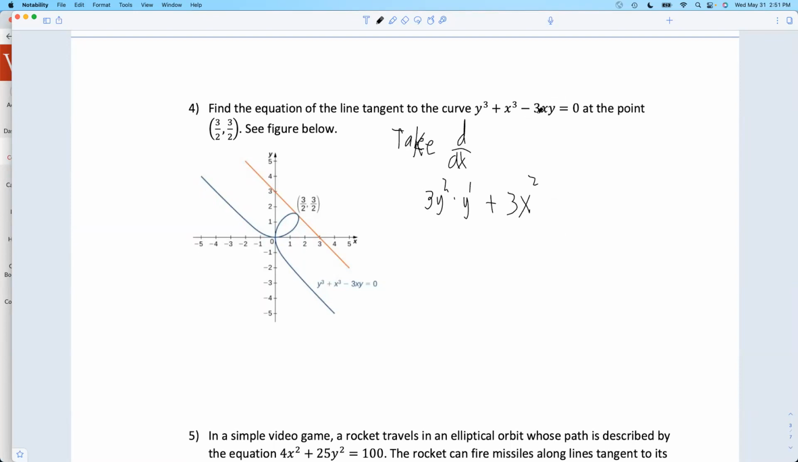Okay, here, I'm going to have to do product rule. So here's my first function, negative 3x. Derivative of the first, leave the second alone. This is my second. Plus, derivative of the second, derivative of y is y prime, times, leave the first alone. Equals, the derivative of 0 is just 0.